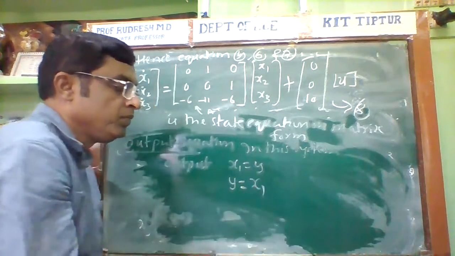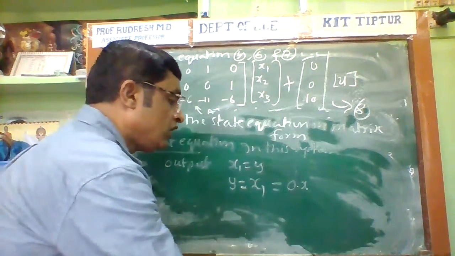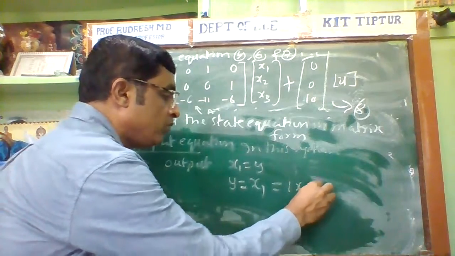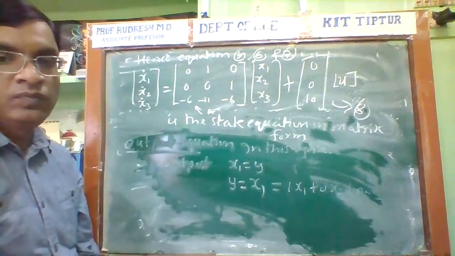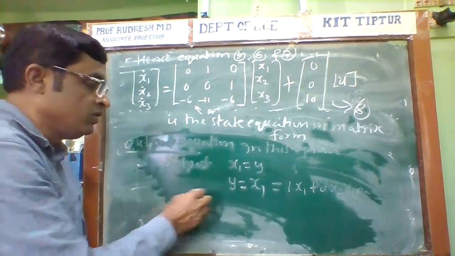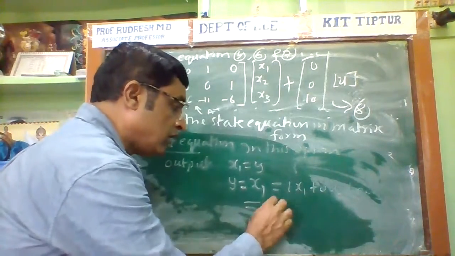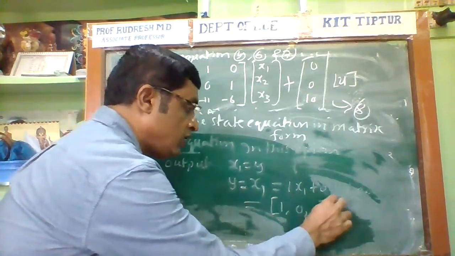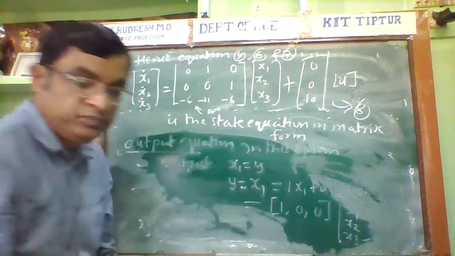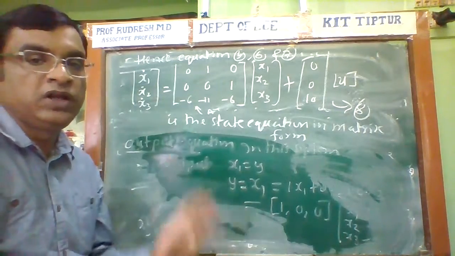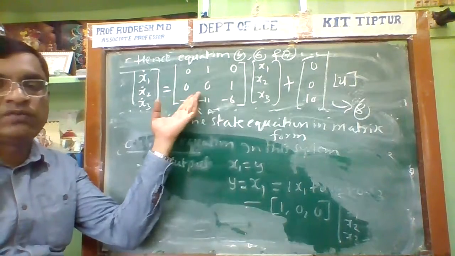Therefore, in matrix form, this can be written as 1 into x1 plus 0 into x2 plus 0 into x3. I need to bring it into the form y is equal to Cx plus Du. Therefore, this can be written as [1 0 0] into x1, x2, x3. Now this is the output equation, and this is the state equation.